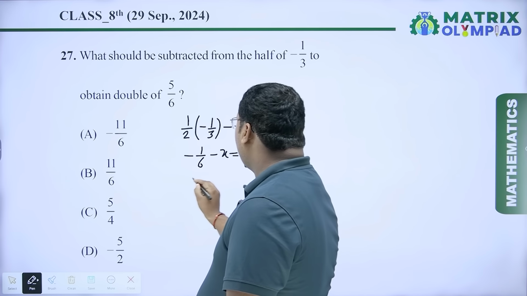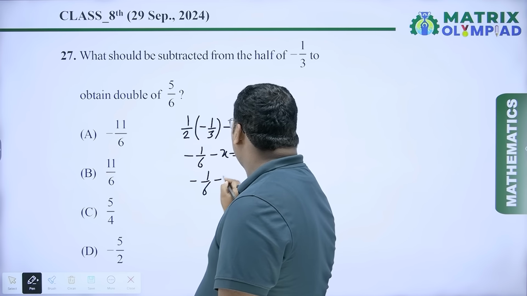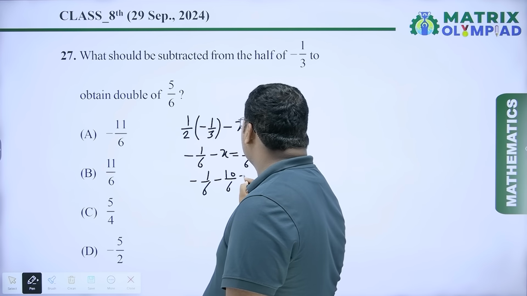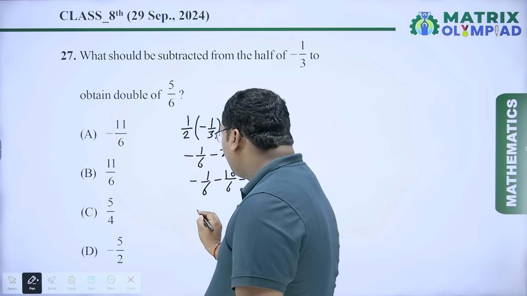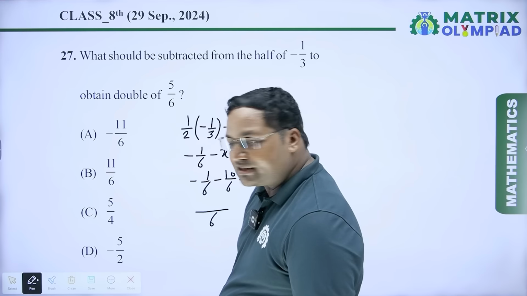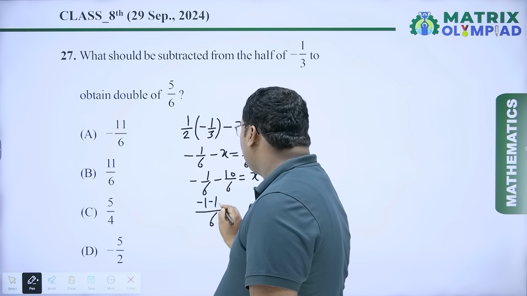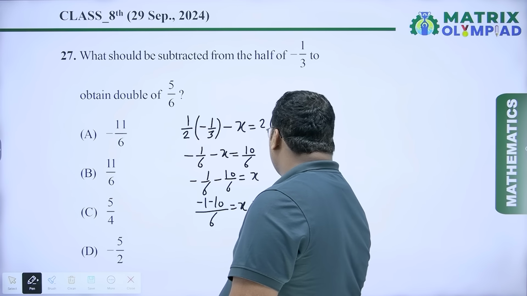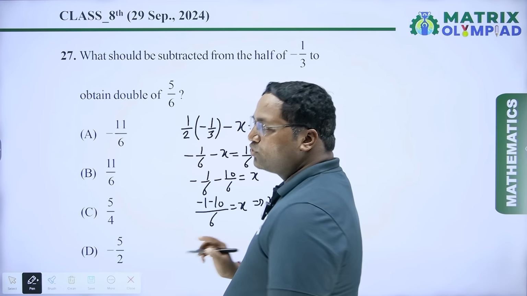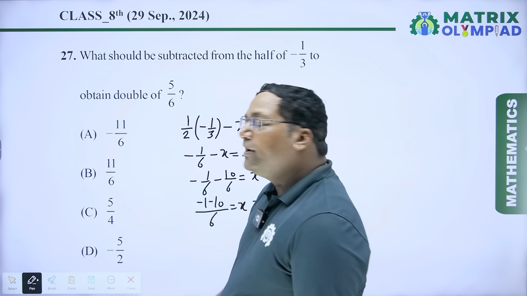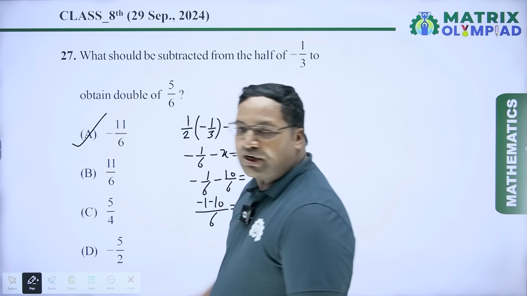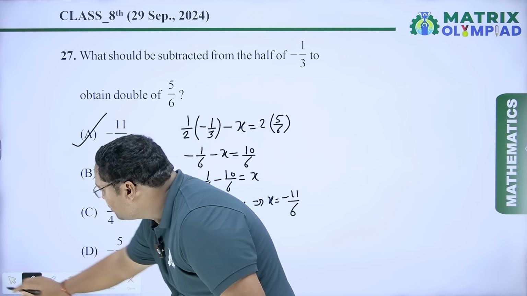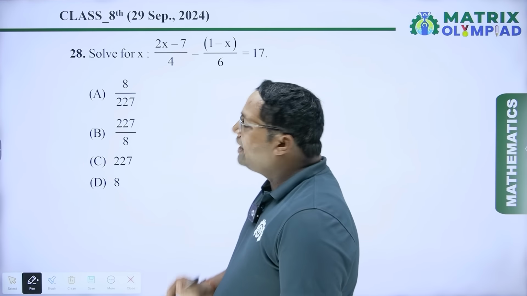So here we will get minus 1 by 6 minus 10 by 6 is equal to x, and take LCM. So LCM is 6. So here it is minus 1 minus 10 equal to x. So we will get x equal to minus 11 by 6. So that number is minus 11 by 6. So answer is option number A. Now the next question is question number 28.